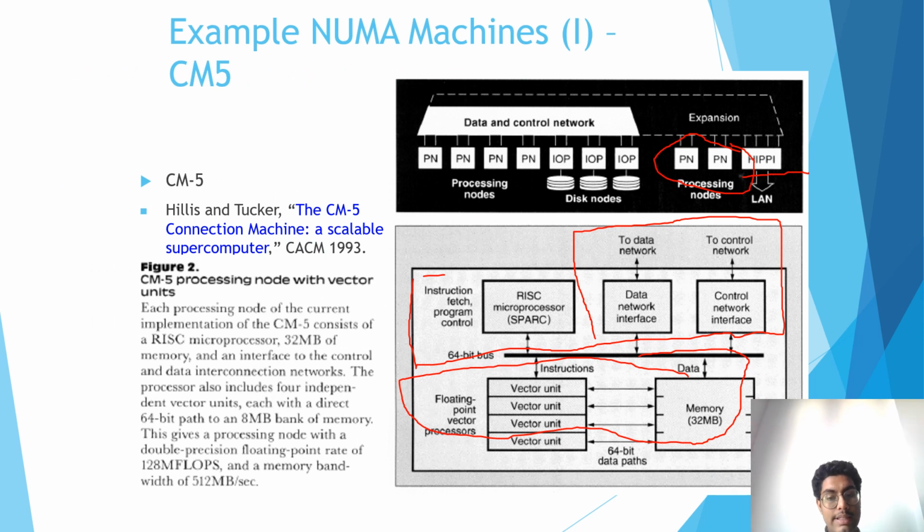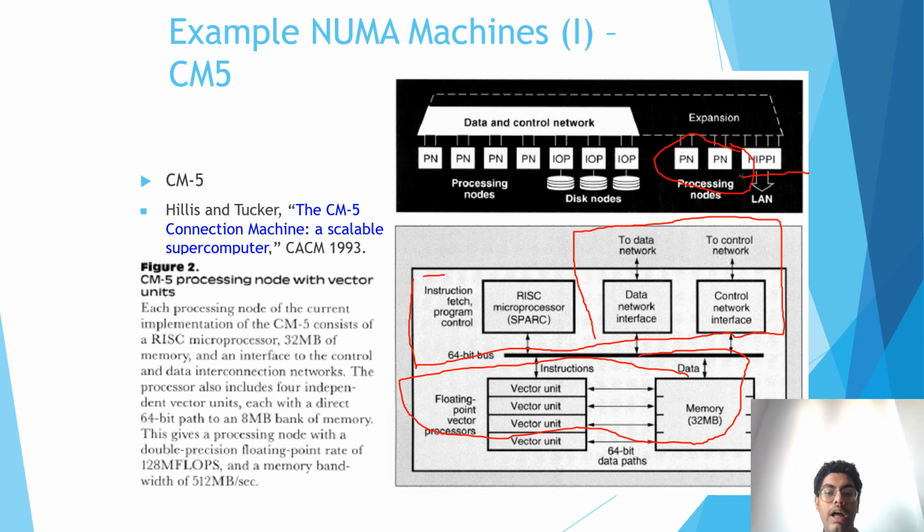Now, what is an example of NUMA? CM5. So this here is the example of NUMA, the CM5. Here you can see that these are processing nodes, right? This is HIPPI and this is a LAN. Here we have a RISC microprocessor. So here we fetch the instructions by program control. This bus is a 64-bit bus, right?